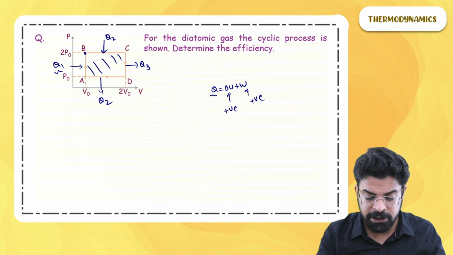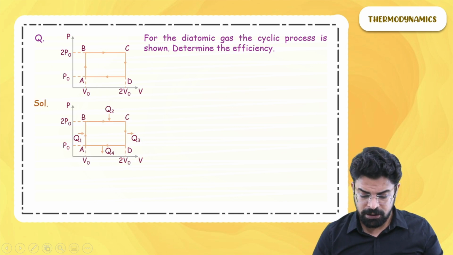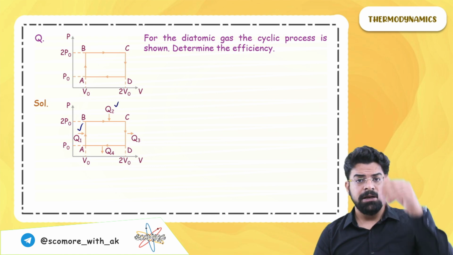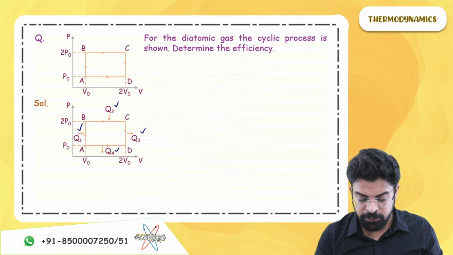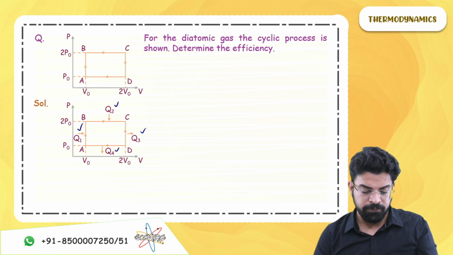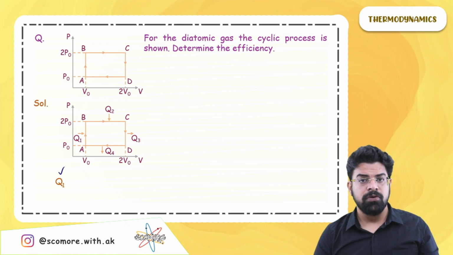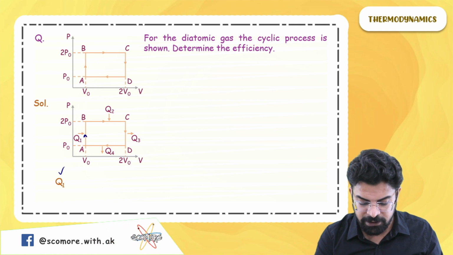And heat given will be Q1 plus Q2. So let's start. Now, here some heat given Q1. In BC, heat given Q2, in process CD, some heat rejected Q3, in process DA, some heat rejected Q4. We will say that Q1 will be equal to how much? Sir, to find Q1, you need to find the heat given from A to B.